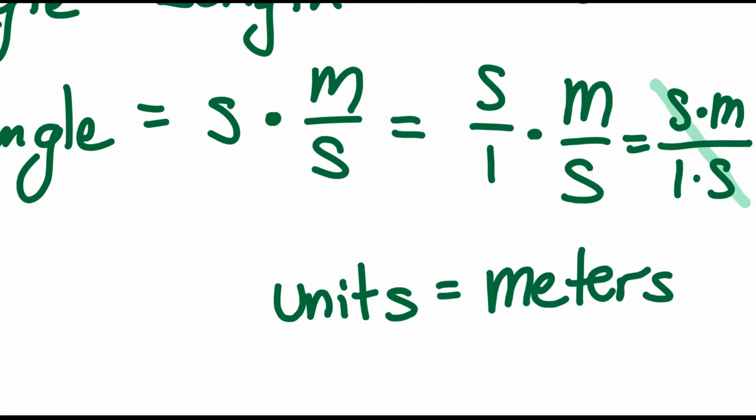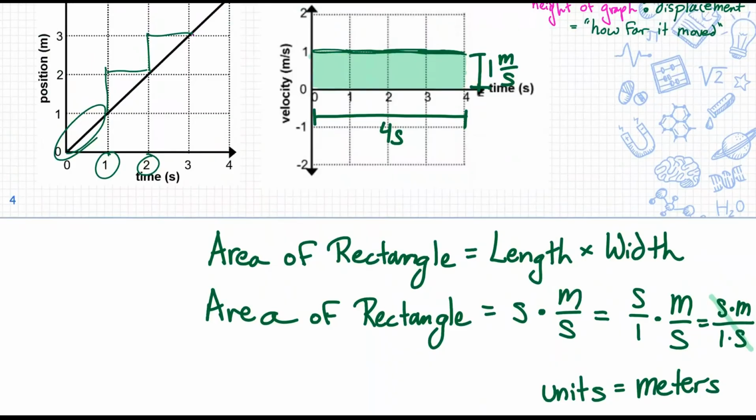Well, meters measures distance. So that means that the area between 0, so we're not going to go all the way to the bottom of the graph, we're going to go from my 0 to the line of the graph. This area is my displacement, which is kind of cool.